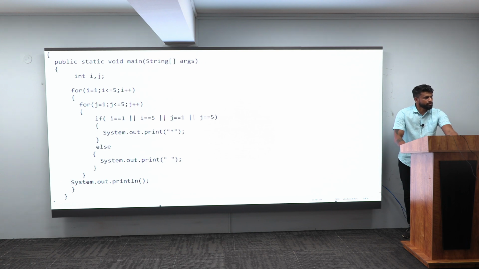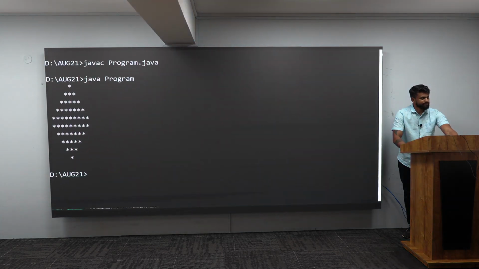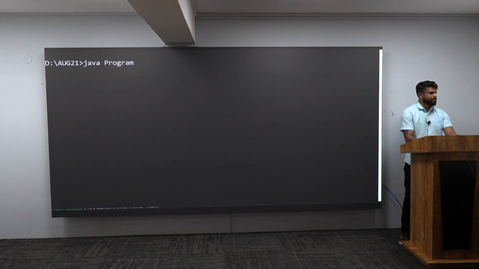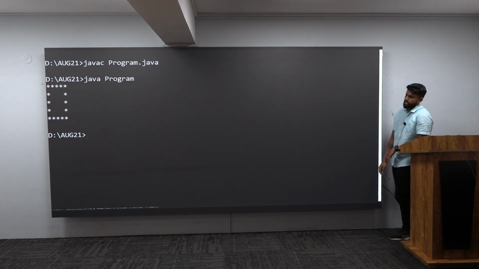So this is my program, and let me see how this will work. If I save it, come to my command prompt. This is my command prompt. Very good. Awesome. Now I have to clear the screen. Let me clear the screen. Let me compile it now. Very good, no problem. Let me execute it. If I do it, this is how the pattern looks.